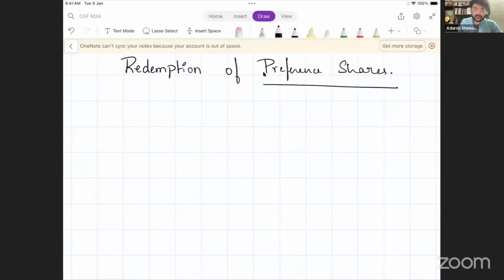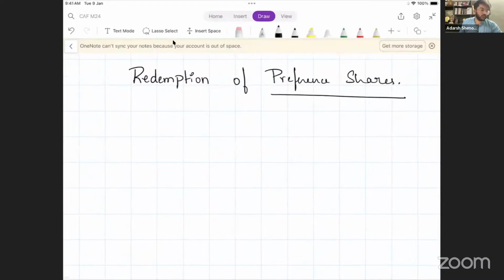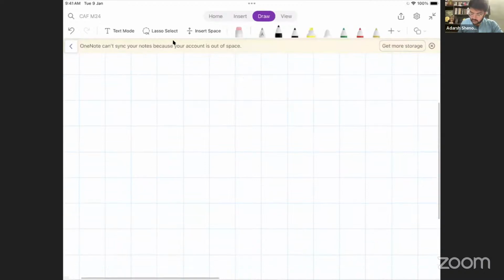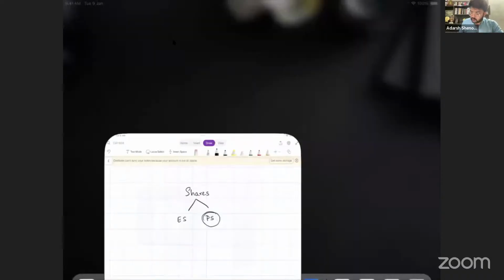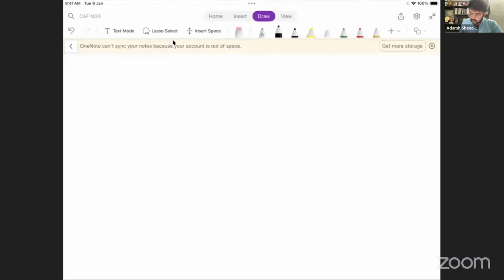Let's understand what this redemption of preferences is. First, we'll understand what is a preferential. As we have already seen, if you've studied issue of shares, that we have two types of shares, right? One is the equity share, and the other one is the preference shares. So, what is preference share? So preference share is defined with relation to equity shares itself. So basically, preference shares are those shares which have preferential rights. Now, what preferential rights do they have?